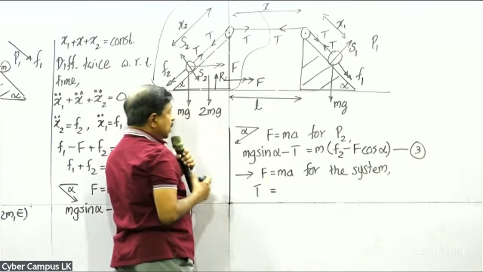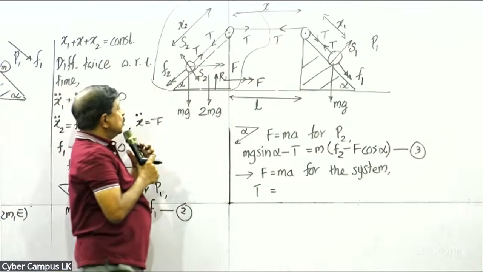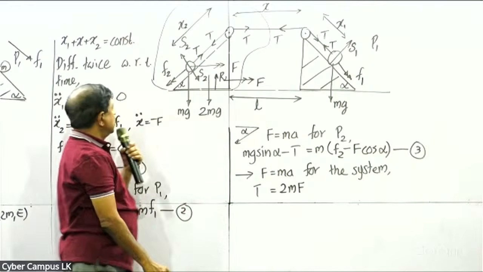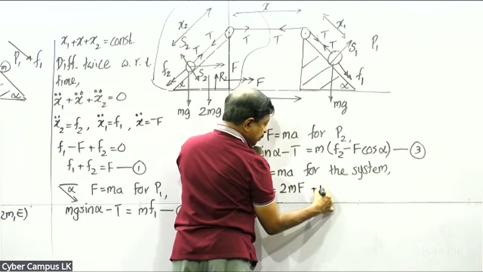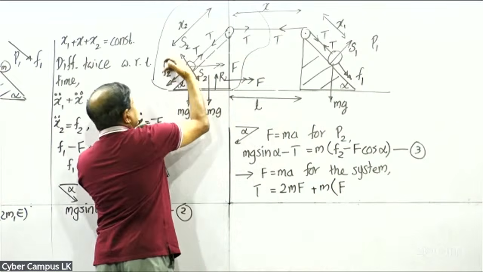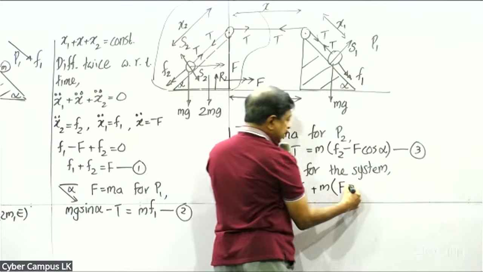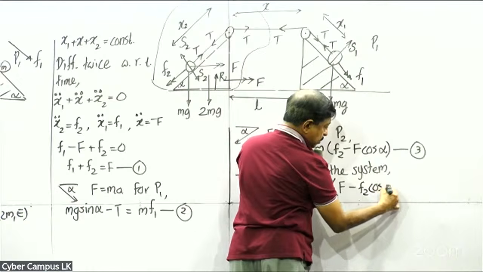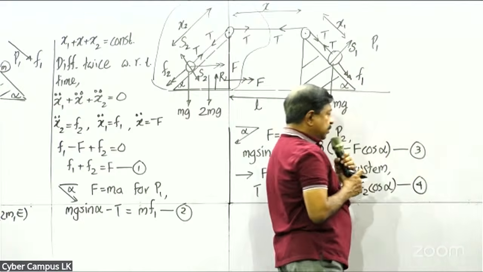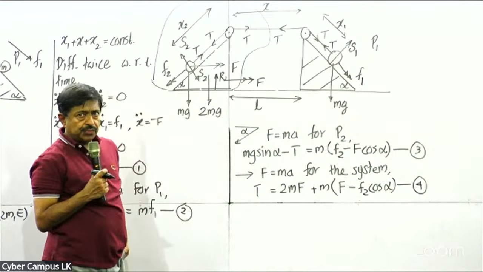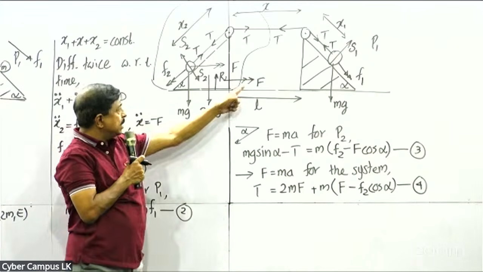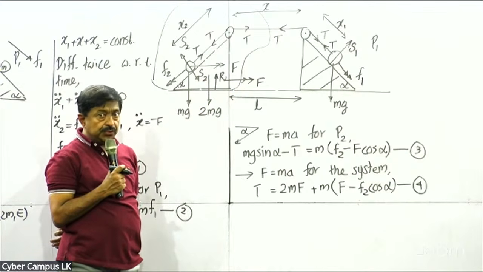The masses, it should be sigma ma. For 2m, the acceleration is F. F is there in this direction, and you have to resolve it like F2 cos alpha. It's minus. And that will be your fourth equation. So by solving these four, you can find the accelerations and the tension. In particular, you can find capital F, the acceleration of the wedge.